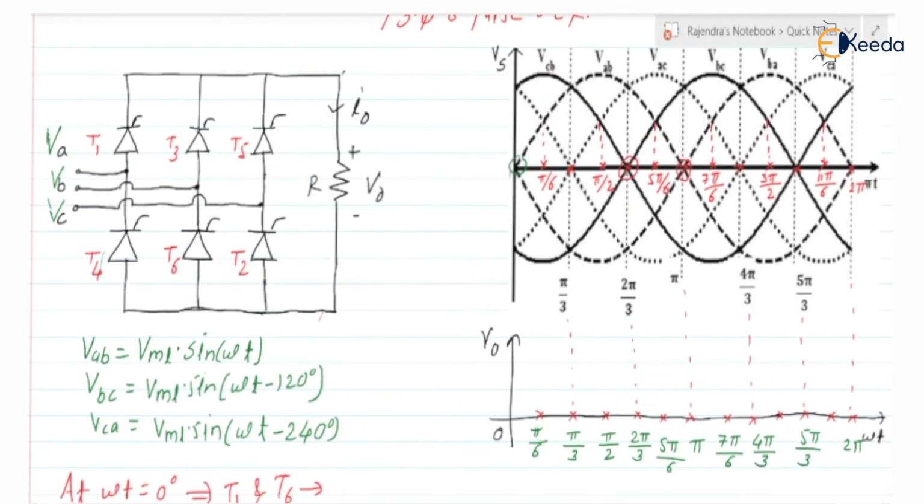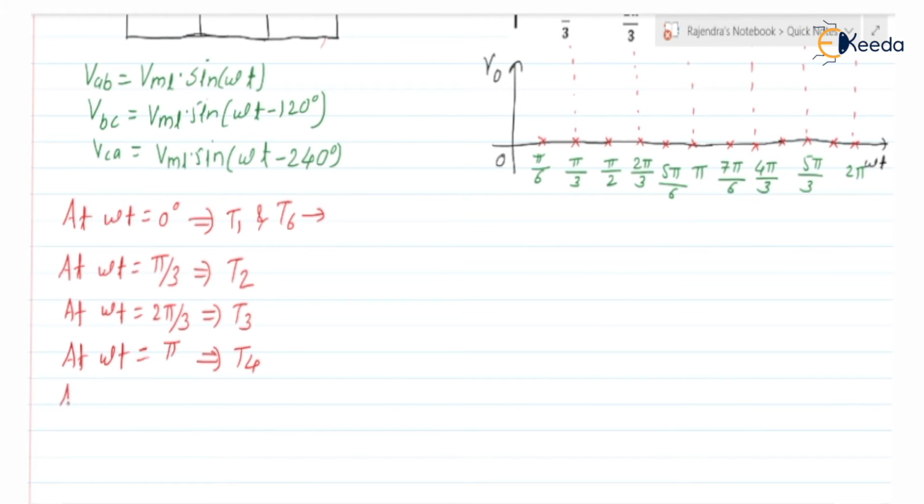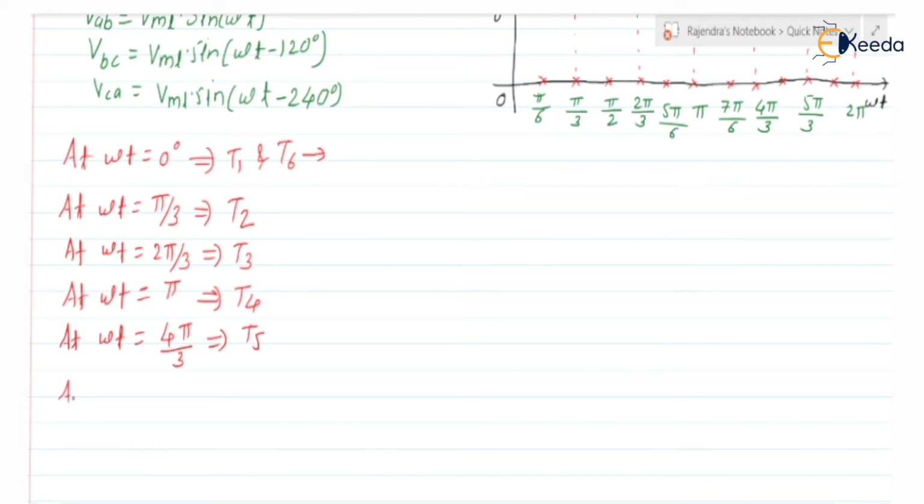Similarly, by keeping the same logic, if you check at omega t equal to 4 pi by 3, after 4 pi by 3 VCA is in the positive values. So in order to get the VCA into the output, thyristor T5 and thyristor T4 should be in the on state. Out of that, T4 is already in the on state, so at omega t equal to 4 pi by 3, you need to apply the gate signal to thyristor T5. And similarly, at omega t equal to 5 pi by 3, you need to apply the gate signal to thyristor T6.